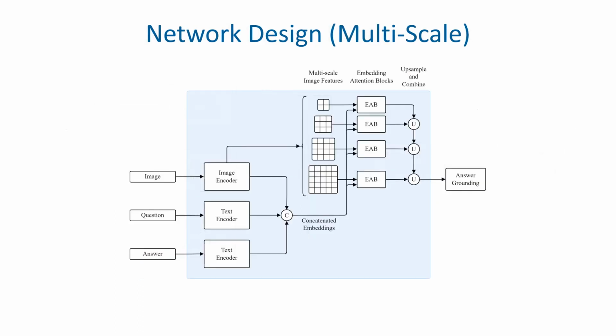The flexibility of our design makes it possible to use both single-scale and multi-scale image features. For each feature map scale, our embedding attention block is used independently to process the features based on the embeddings. And at the end, all the feature maps are combined to produce the final output.